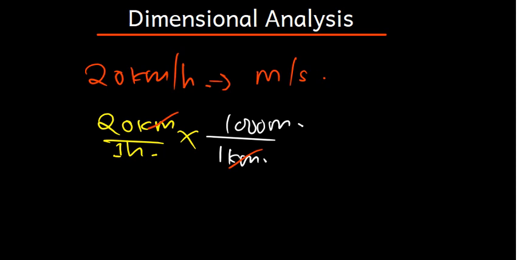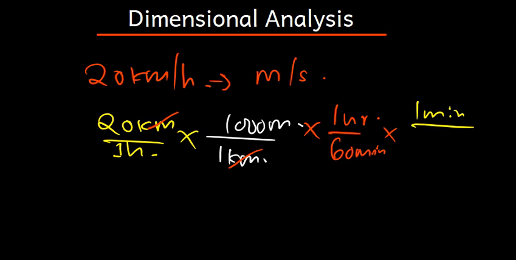Now let's convert the hour to seconds. We know that in 1 hour, how many seconds do we have? But we can start with minutes. We have got 60 minutes. Now from here we can also say that in 1 minute, how many seconds do we have? We have got 60 seconds. So as we can see, the hour and hour can go, the minute and minute can go. Then we are going to say 20 times 1000, everything divided by 60 times 60.